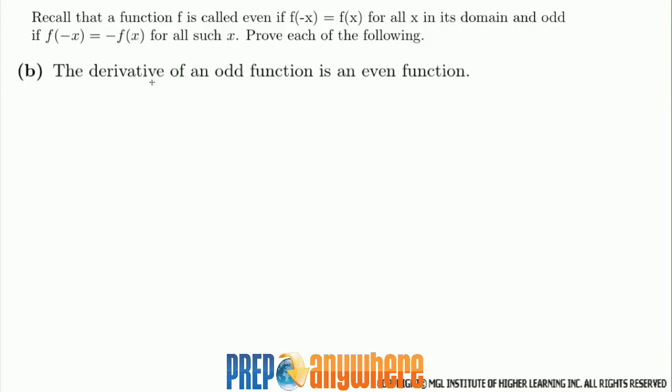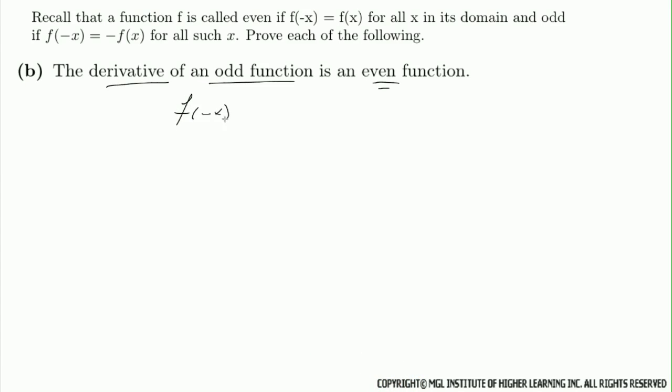So, yeah, let's discuss the derivative of an odd function and why that would have to be an even function. We're given that the function itself is an odd function, meaning it has to satisfy this condition. And we have to show that for the derivative, if you put in a negative x, you just get the same thing as just putting in x. That's what you have to show.